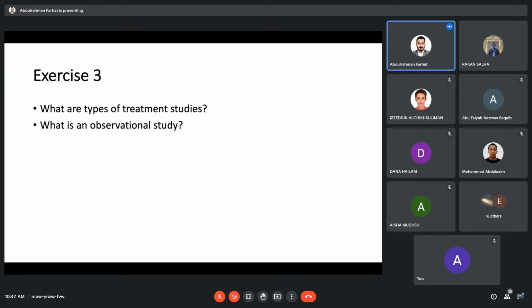Yes. Okay, good. So we said observational studies. What's an observational study? I explained it in a way just now, but what kind of observational studies do you guys know? What kind of observational studies do you know, Rakan?